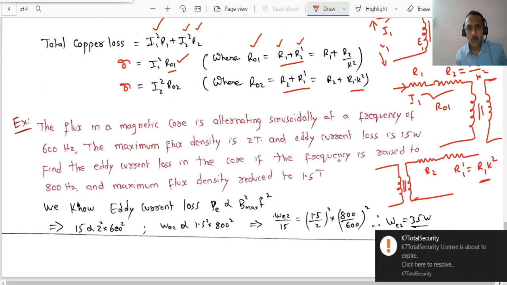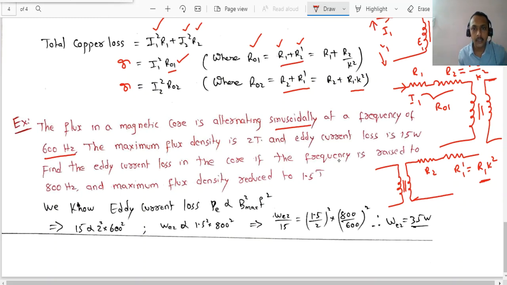The flux in the magnetic core is alternating sinusoidally at a frequency of 600 Hz. The maximum flux density is 2 Tesla and the eddy current loss is 15 watts. Find the eddy current loss in the core if the frequency is raised to 800 Hz and the maximum flux density is reduced to 1.5 Tesla. Simply what he is saying is that frequency is increased and flux density is reduced. Then what happens to the losses?